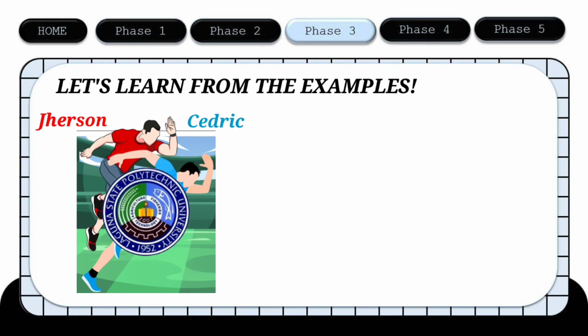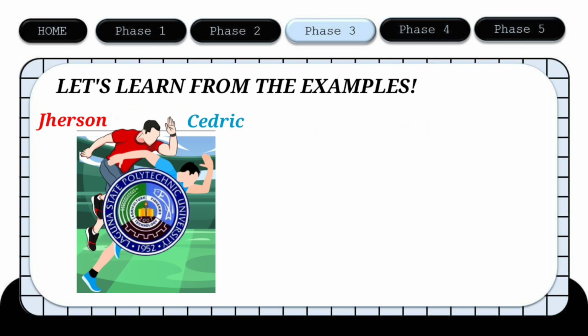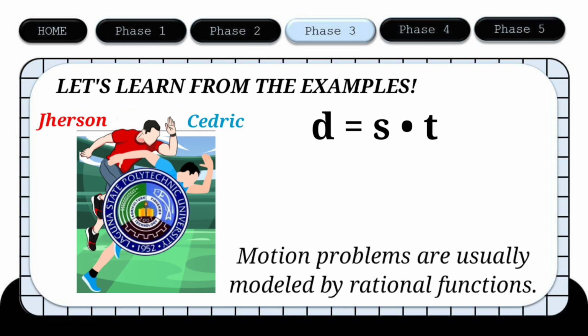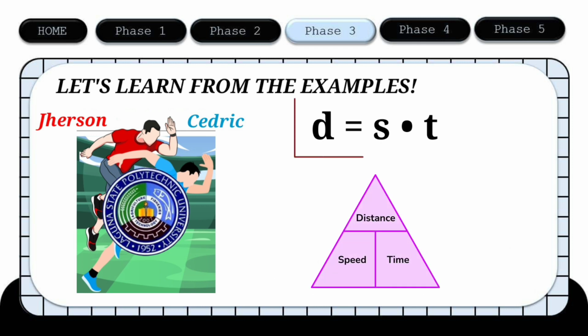So, what is asked? We are just tasked to represent the situation using a function. Specifically, gagamit tayo dito ng rational function. Why? Because we all know the equation. Distance is equal to the product of the speed and the time. Tandaan natin na motion problems are usually modeled by rational functions. When solving motion problems, we should recall the distance is equal to the product of the speed and the time.